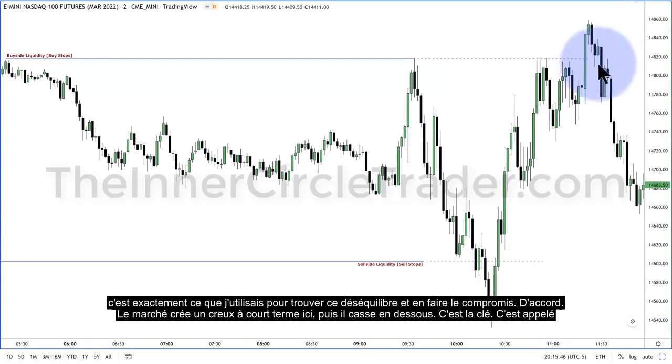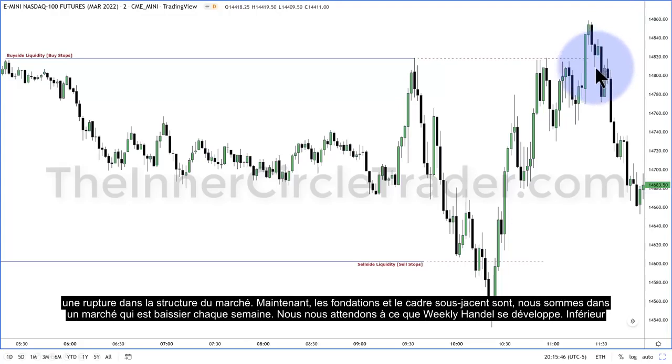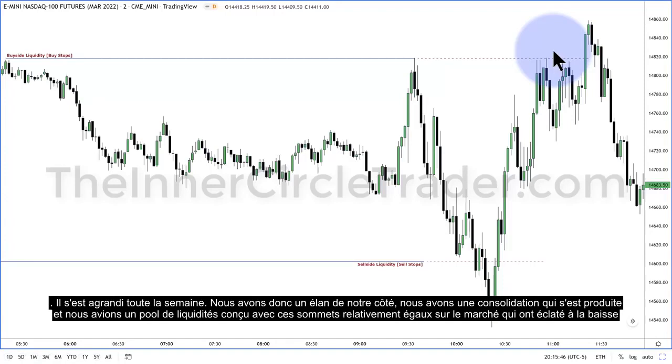The market creates a short-term low here, and then it breaks below that. This is key. This is called a break in market structure. Now, the foundations and underlying framework is we're in a market that's what? Weekly bearish. We're expecting that weekly candle to expand lower. It's been expanding all week. So we have momentum on our side.